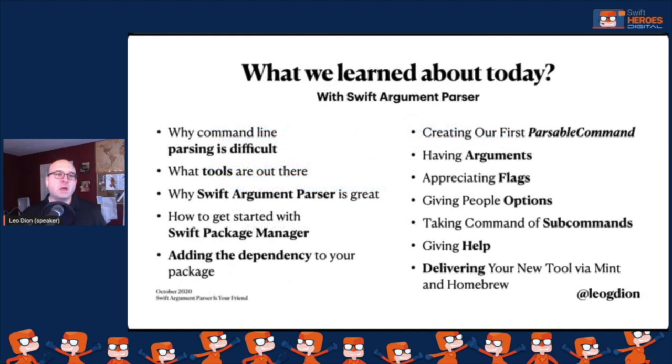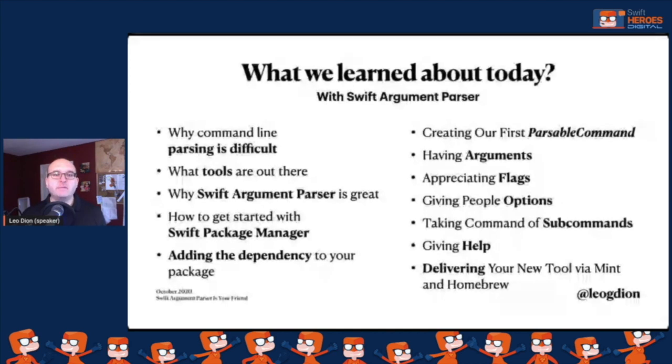So I want to cover what we talked about today. We talked about why command line parsing is difficult and why you might not want to do it yourself. We talked about what tools are out there, specifically Commander and ConsoleKit, depending on if you're doing server-side stuff as well. We talked about why Swift Argument Parser is great and really takes advantage of Swift as a language, making your command line tool Swifty in a lot of ways. I touched on how to get started with the Swift Package Manager and building a command line tool using it. We talked about adding a dependency to your Swift package and how you'd go about adding specifically Swift Argument Parser to your package.